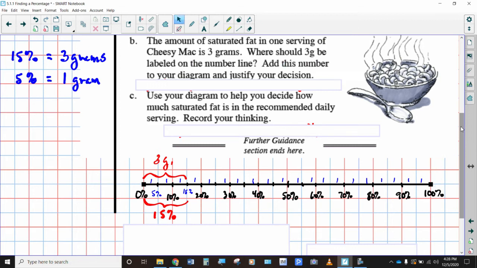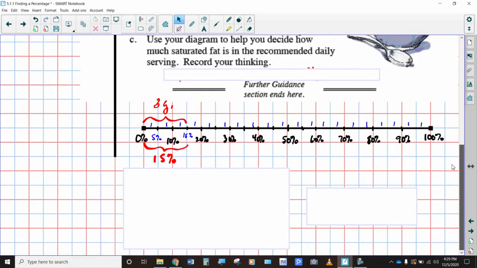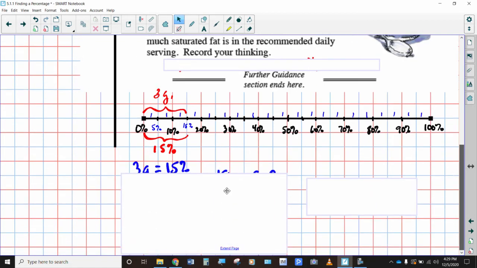So let's come back up to problem B. Now that we've got this down, it says the amount of saturated fat in 1 serving is 3 grams. Where should 3 grams be labeled on the number line? Well, that should correspond to the 15% that is labeled on the number line. So 5% is 1 gram, 10% would be 2 grams, and 15% would be 3 grams. So now we're going to use this gram to decide how much saturated fat is the recommended daily serving. Okay, so let's go ahead and take a look and see some of the rationale that I used here.